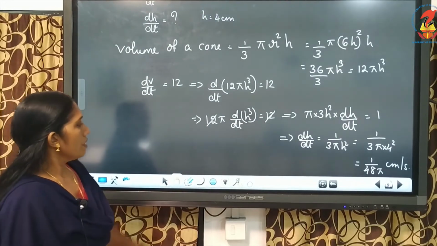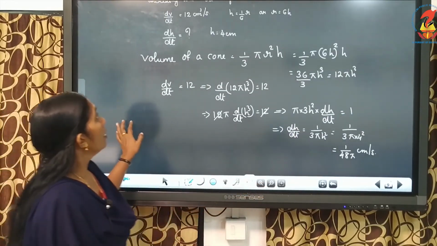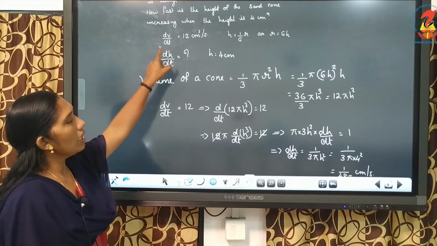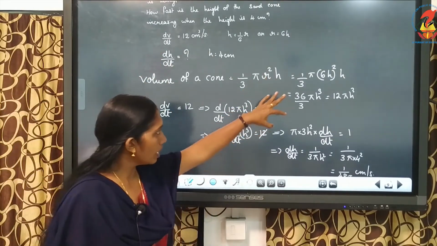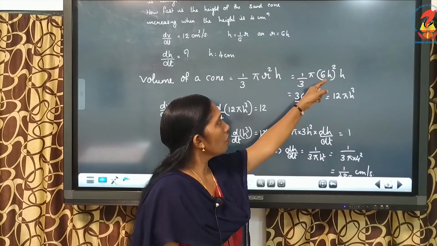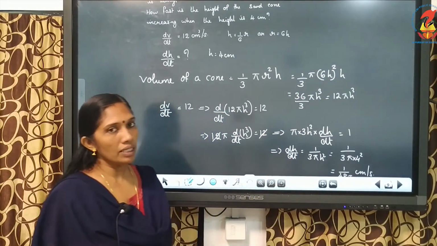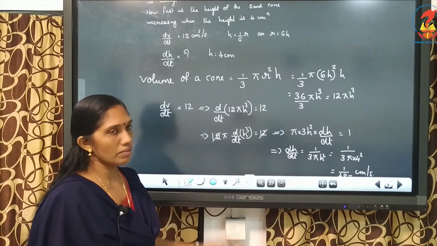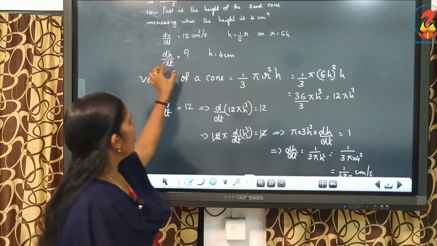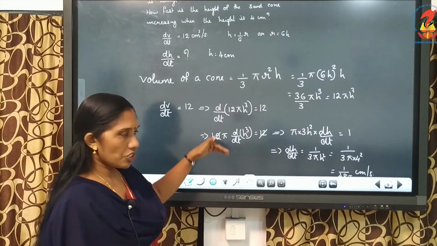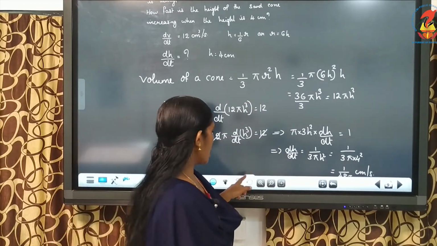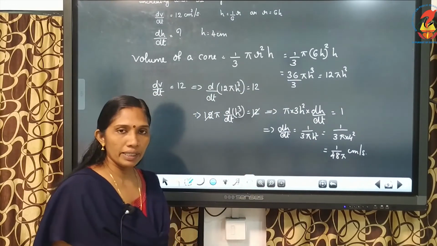Okay. So first we write the formula, volume of the cone. Then here we have two variables, so convert one variable to the other. Here we need dh by dt, so we convert r in terms of h. Then dV by dt is given; there we substitute this volume and differentiate with respect to time. So in the last step we get dh by dt.